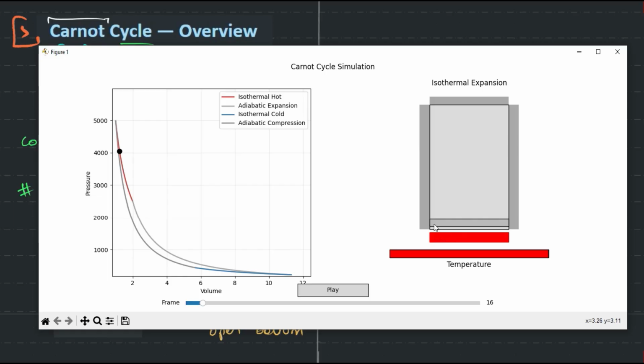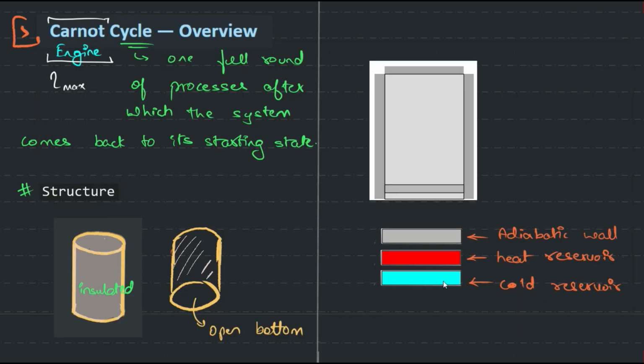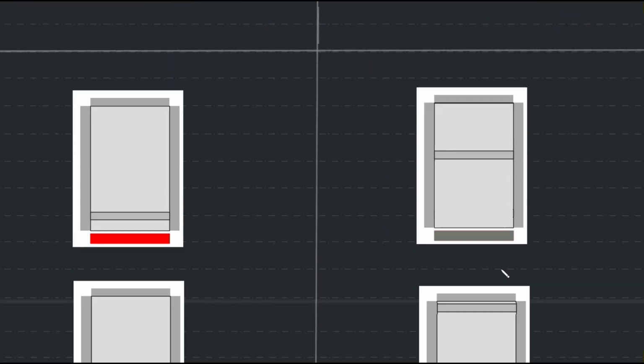We are exposing the system to a heat source, and then an adiabatic wall, and then a cold source, and then an adiabatic wall, and then again a heat source. So that is one cycle. Within one cycle, the adiabatic wall comes 2 times, the heat source comes once, and the cold reservoir comes once. So you guys made that simple observation.